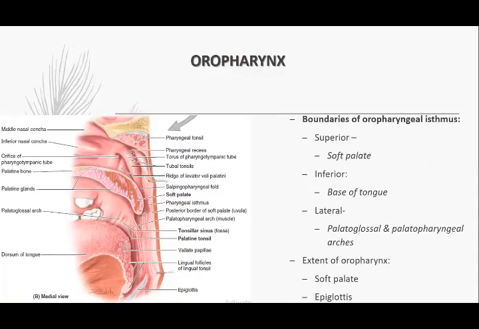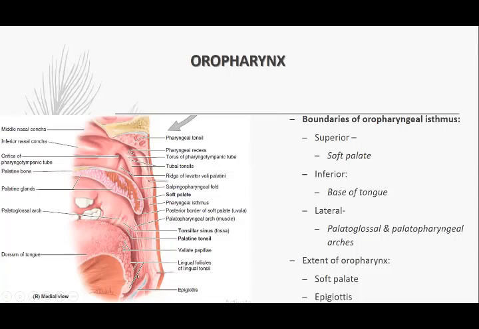अच्छा जी, ओरोफैरिंक्स पे आ जाते हैं. नेसोफैरिंक्स पे इतना ही काफी है. ओरोफैरिंक्स पे आ जाते हैं. Oropharynx is over here. यहाँ से यहाँ तक. From the soft palate to the upper surface of the epiglottis. ये सारा जो है, this is the oropharynx.